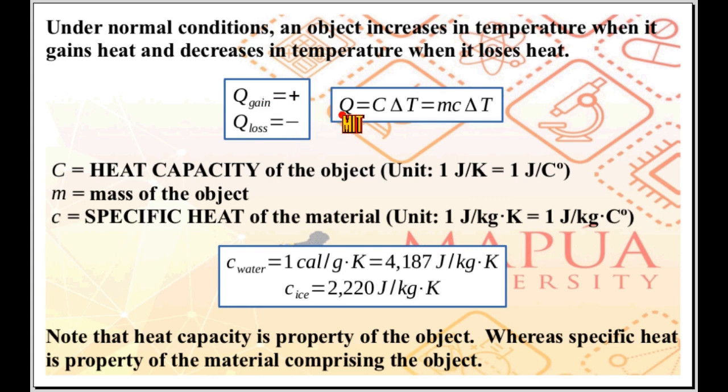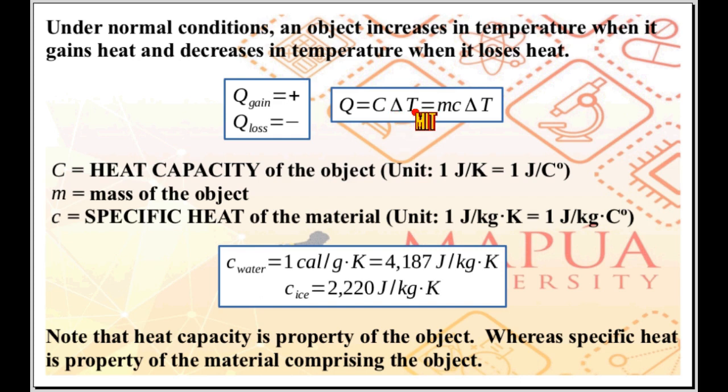The heat associated with temperature change is given by Q = C delta T = MC delta T. So we have two equations for heat associated with temperature change: Q = C delta T and Q = MC delta T, where delta T is the change in temperature of the object.